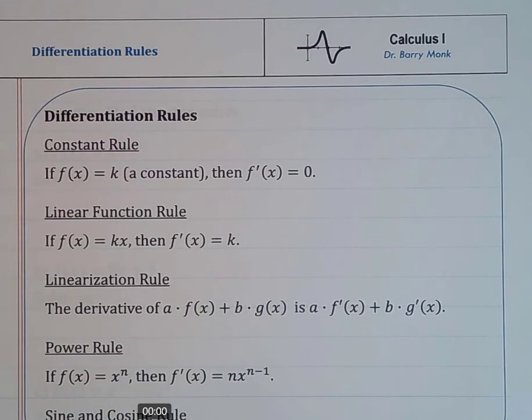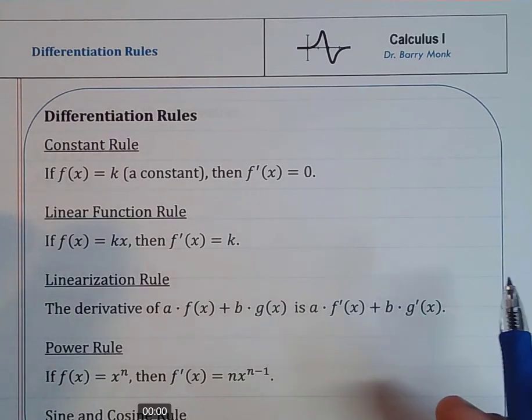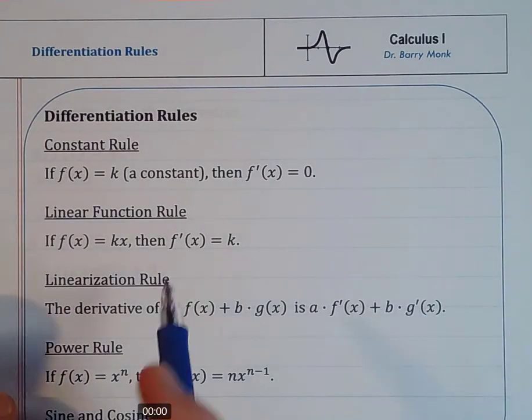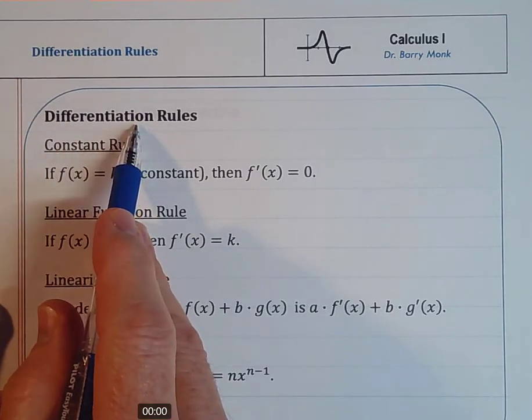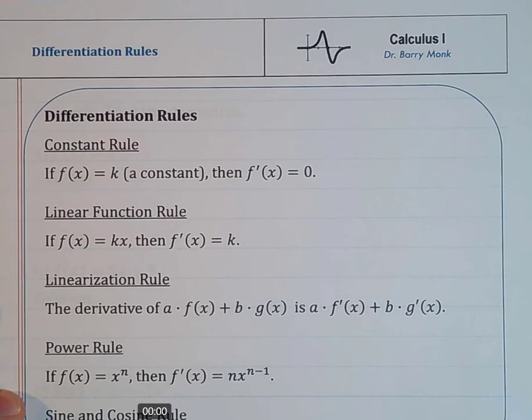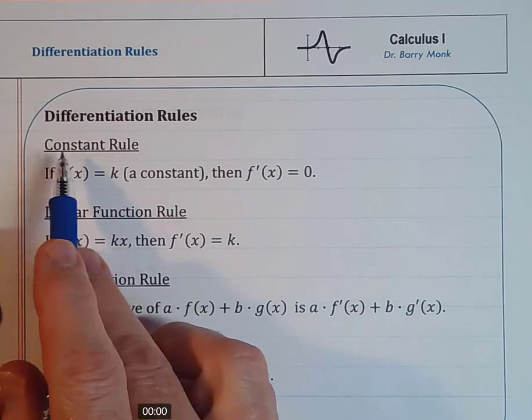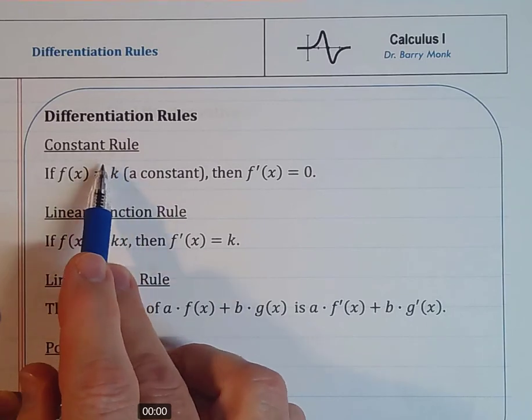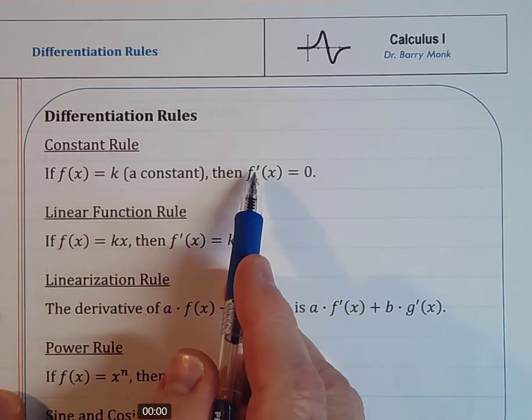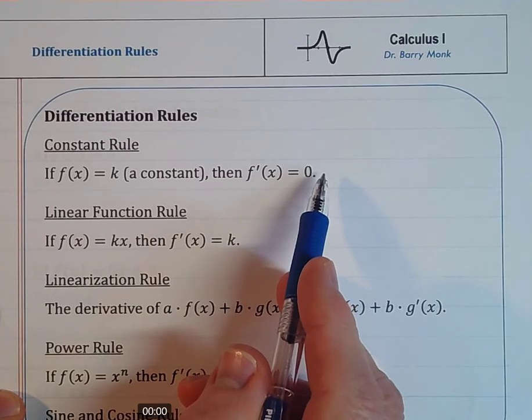Okay, in this video, we're going to talk about how to find derivatives using differentiation rules. Now, first of all, the word differentiation is just the process of finding a derivative. So we're using differentiation rules. And so we start with the constant rule. If f of x is equal to a constant, I'll just call it k, then the derivative of that is equal to 0.